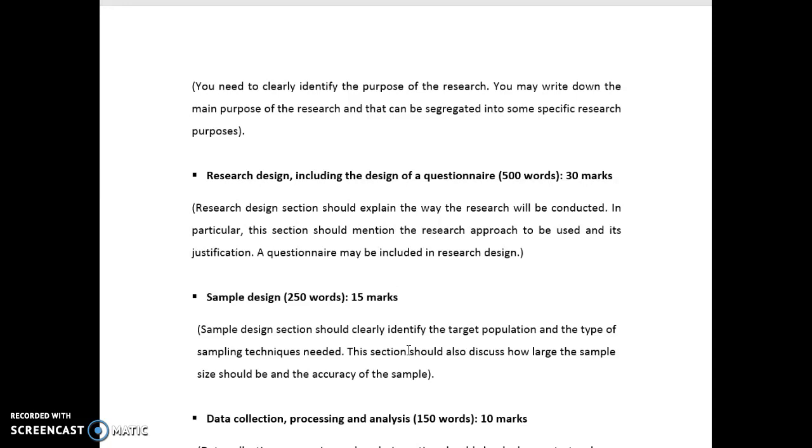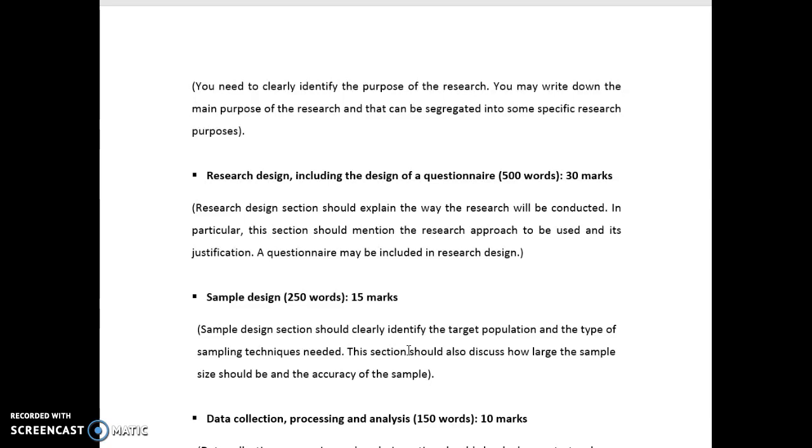Then if you write that you will be following survey research, try to justify why, because you know that survey research is not the only research method available in this world. So clearly write down the research approach and justify it. In providing justification, try to cite some academic references.